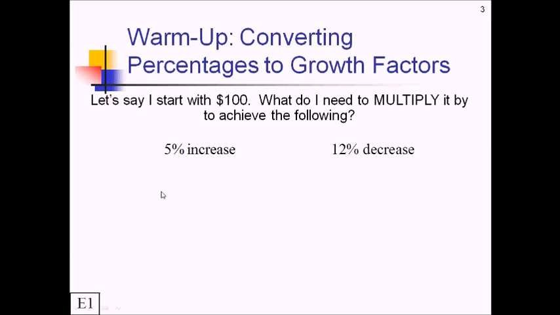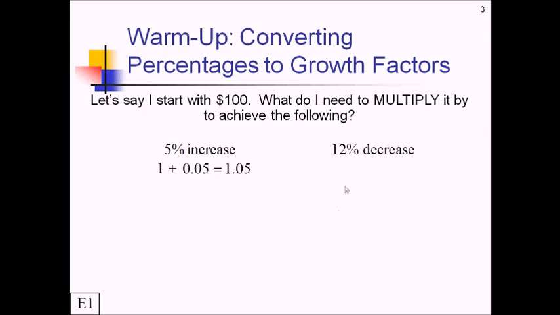Well, I need to multiply it at least by 1 to get the original $100 in there. And then I need another 0.05 to get another $5. So I need to add those two things and multiply it by 1.05. Again, the 1 preserves the original amount, and this extra 0.05 gives us that extra percentage.